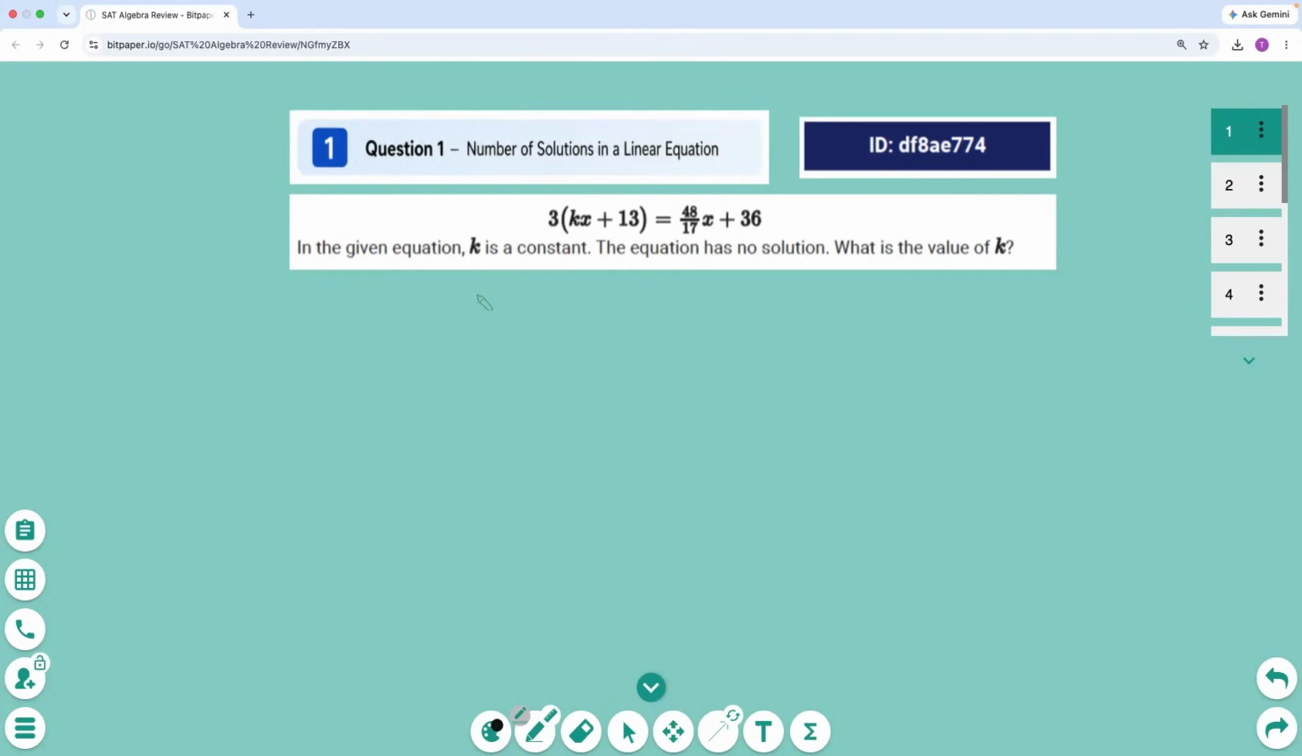First, let's expand the left side. 3 times (kx plus 13) is 3kx plus 39. Let's call this y1. The right side is 48/17 x plus 36. Let's call this y2. For an equation to have no solution, the two corresponding lines must be parallel. This means that they must have the same slope, but different y-intercepts.